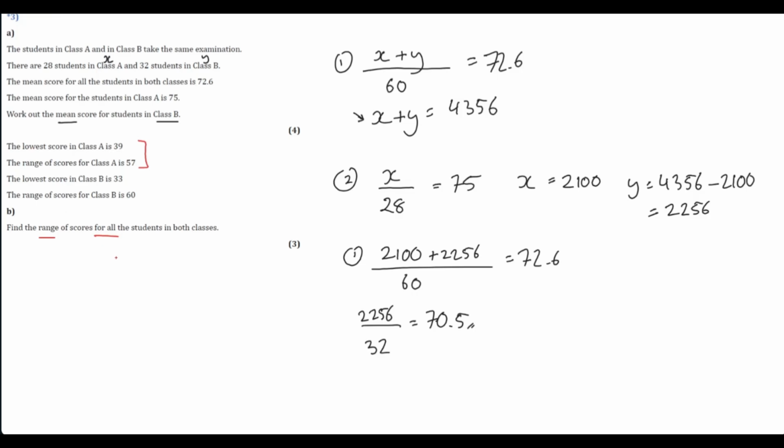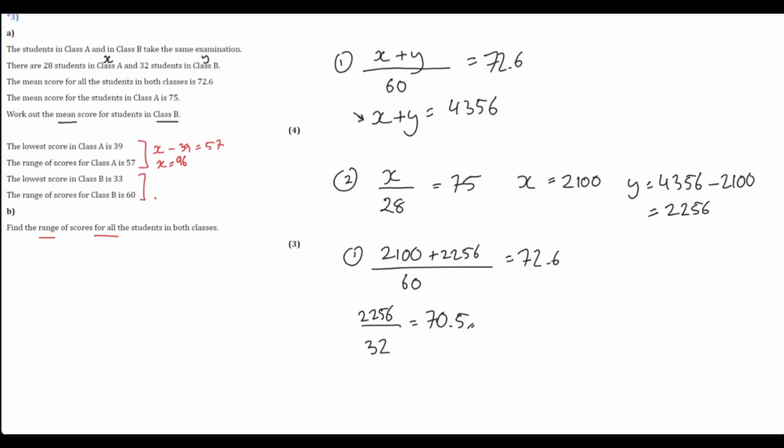Remember, the range is the largest, take away the smallest. So that means we need to work out what this could be then, the largest. So the largest number I could say is x, take away 39, equals 57. So that means x must be 96.